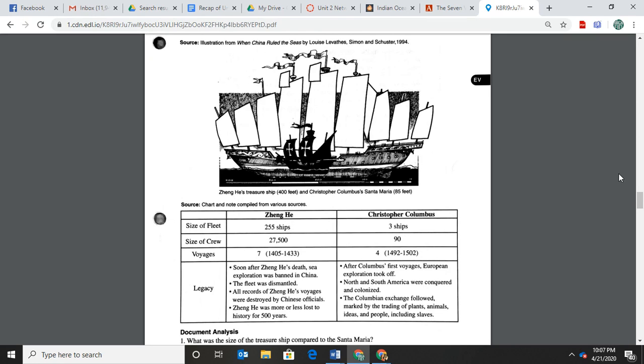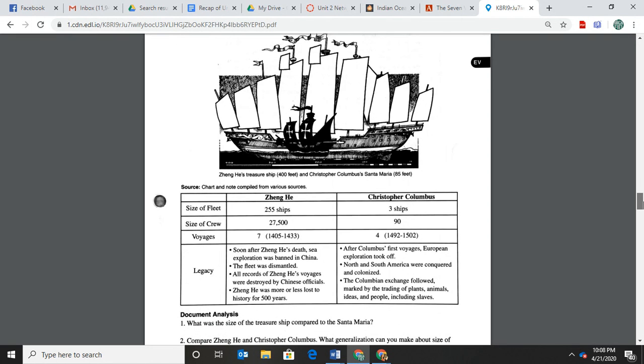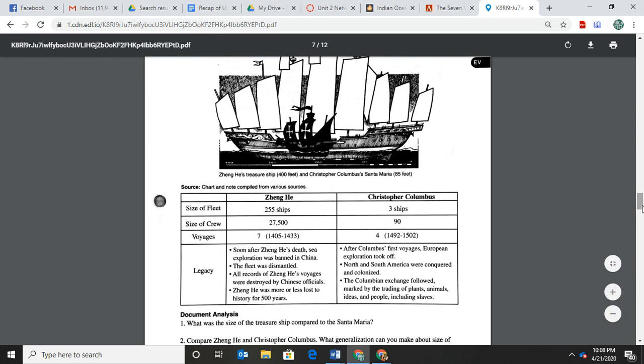Zhang He had 255 ships. Christopher Columbus had uno, dos, tres shipos. I think that's Spanish for ship. I'll have to check with Miss Wheat. He had 27,000 men. Not sure if all of them had been castrated, but he had 27,000 men. Christopher Columbus had 90 men. Zhang He went on 7 voyages. Columbus went on 4 voyages.